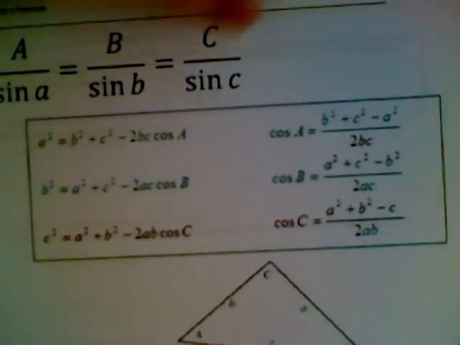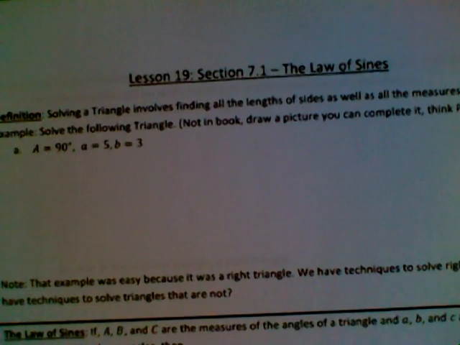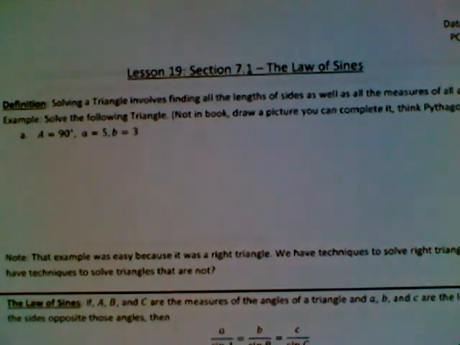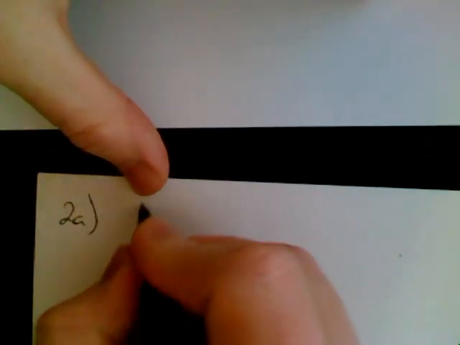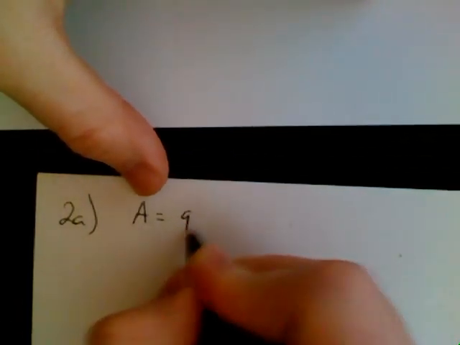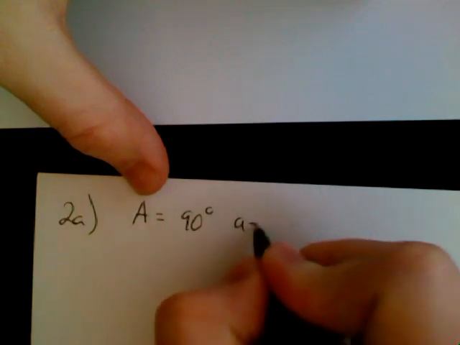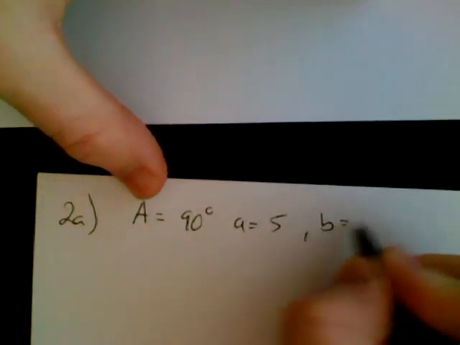Okay, so when we start these notes, what we want to do is solve a triangle. If you read this definition, it says solving a triangle involves finding all the lengths of the sides as well as all the angle measures. So in terms of 2a, we are given capital A is equal to 90 degrees, little a is 5, and little b is 3.